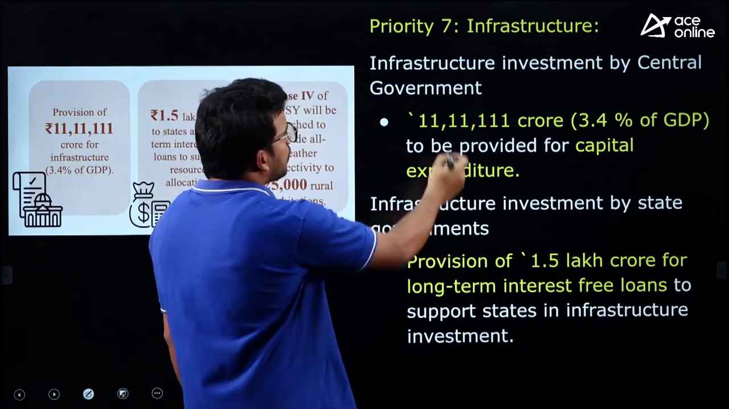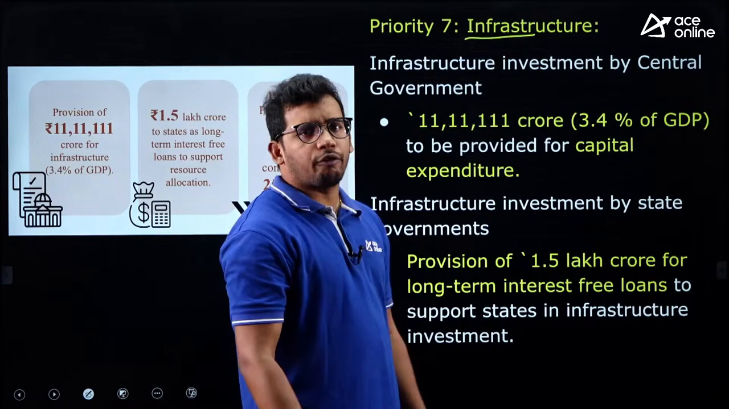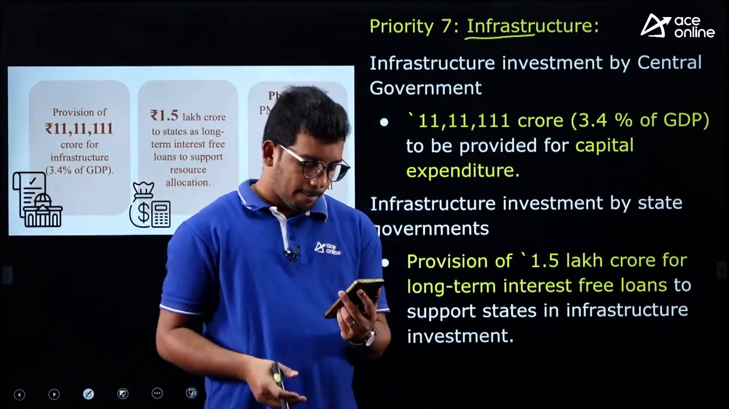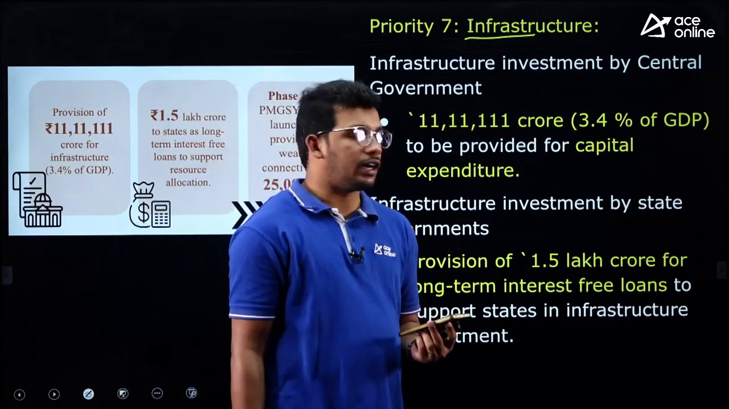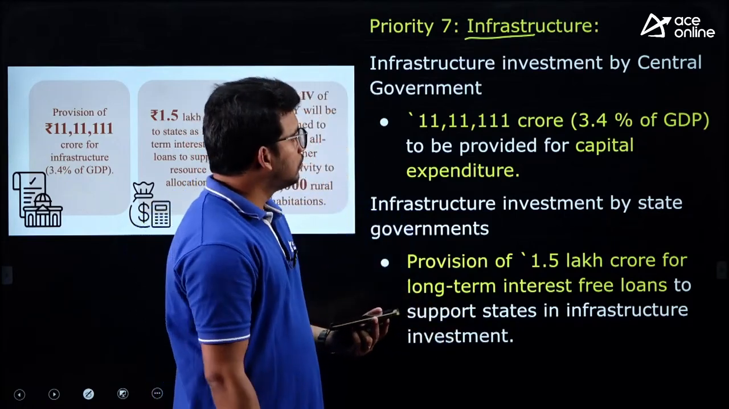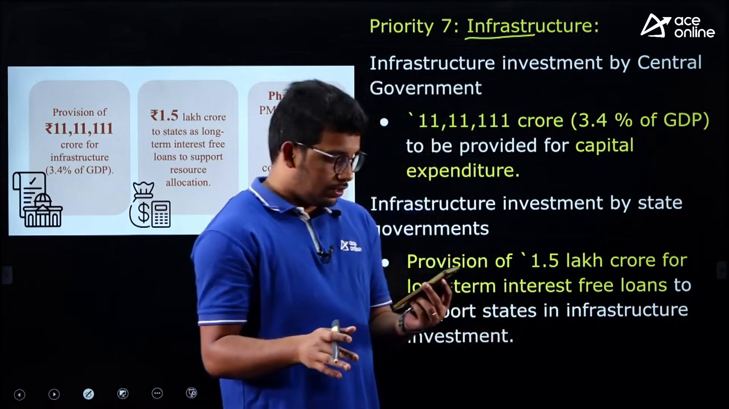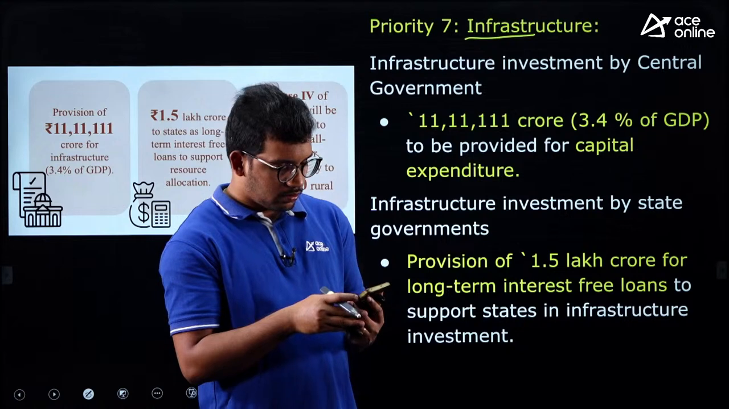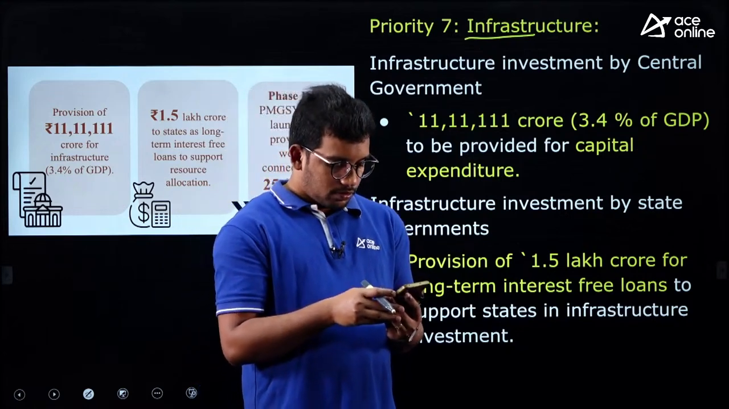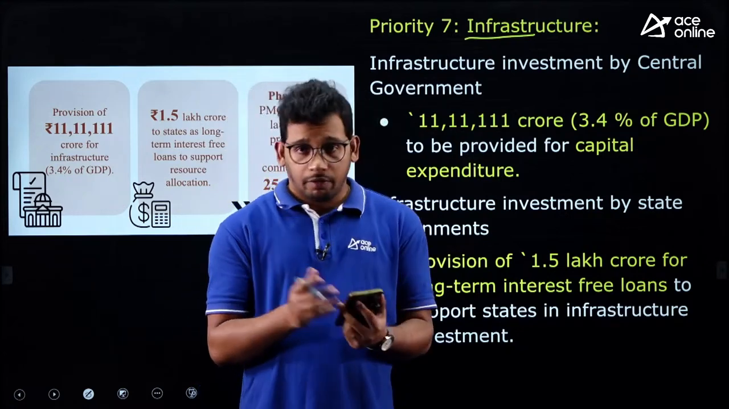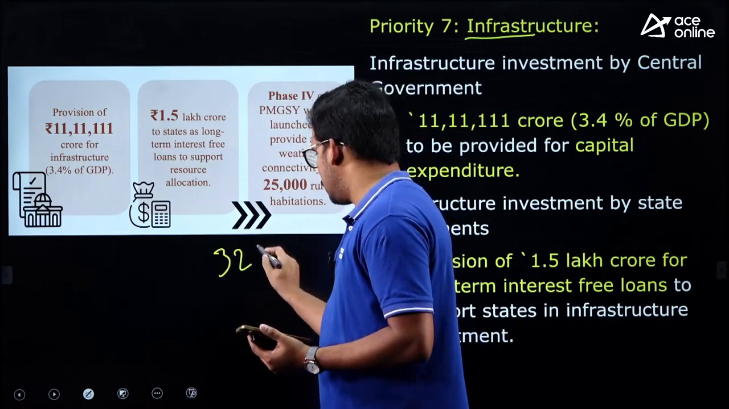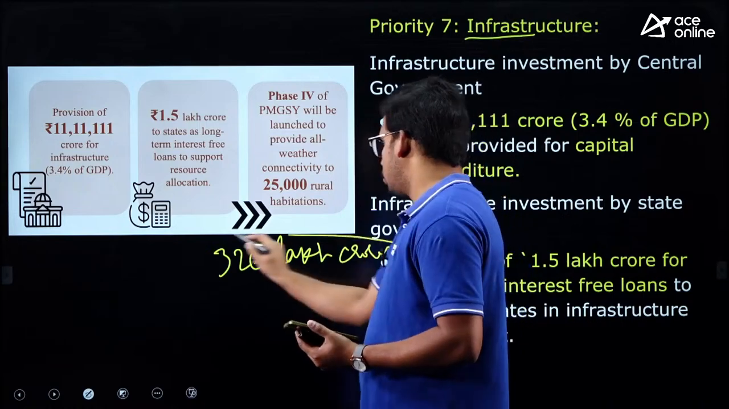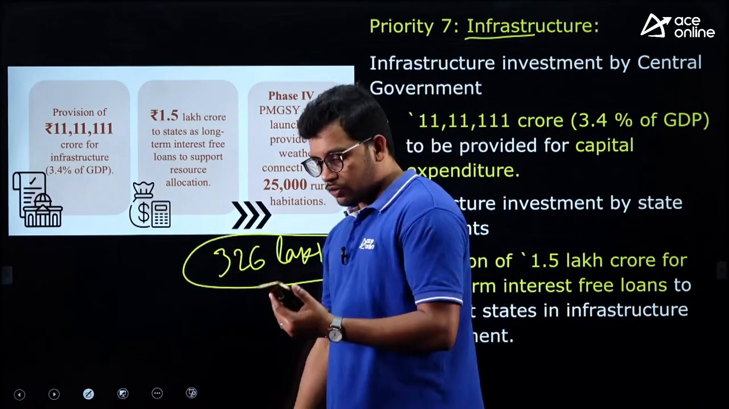Infrastructure investment. What is the total GDP of our country? Please do answer. We have discussed it in the beginning itself. What is the total GDP of our country? In the beginning itself I have mentioned. Anyone? Please do answer. We have discussed at the beginning, that is 326 lakh crore is our total GDP, right.